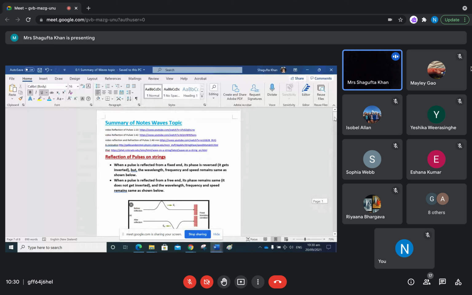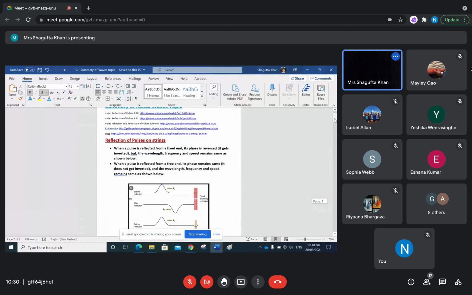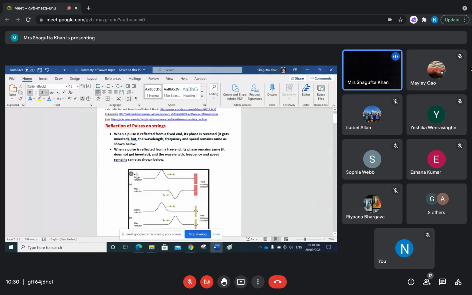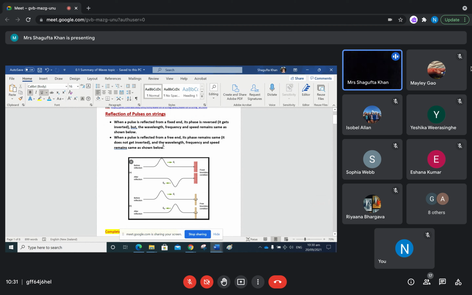Okay. What do you need to learn in the waves topic? So first of all, these are pulses. So reflection of pulses. So the end could be a fixed end, or it could be a free end like that. If a pulse is coming towards a fixed end, it will reflect back, and it will be inverted. A crest will become a trough. Whereas if it reflects from a free end, then crest stays crest. So this is called reflection of pulses or 1D waves.